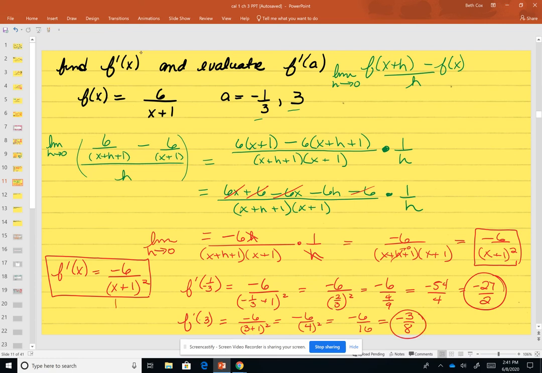The derivative is here. That is the formula for the slope of a line tangent to the function. And when your x is negative 1/3, the slope of that tangent line is going to be negative 27/2. And when your x is 3, the slope of that tangent line is going to be negative 3/8. All right, let's do one more real fast.